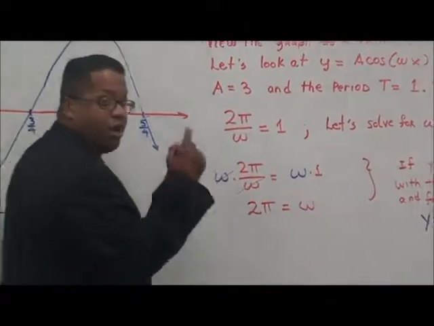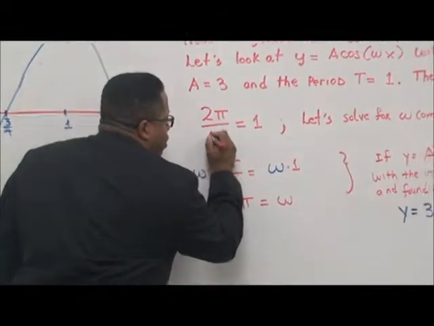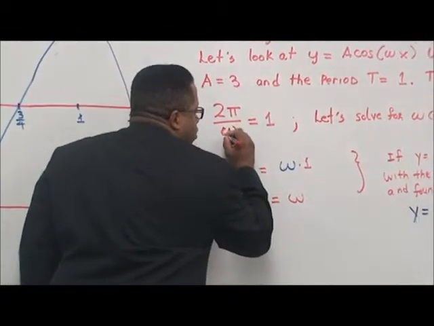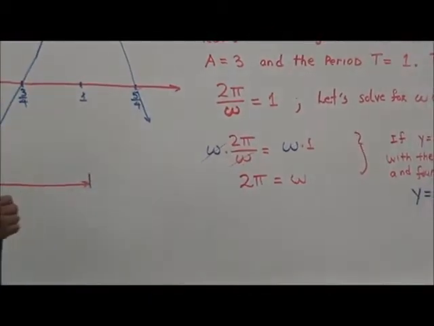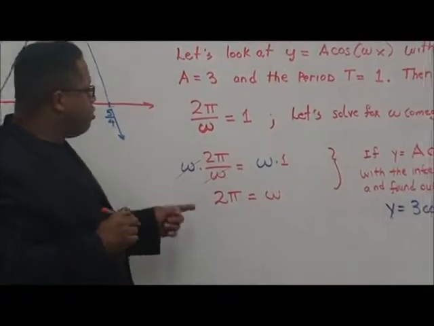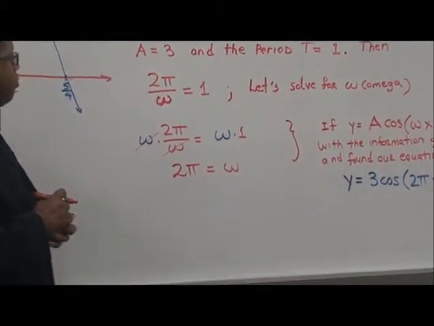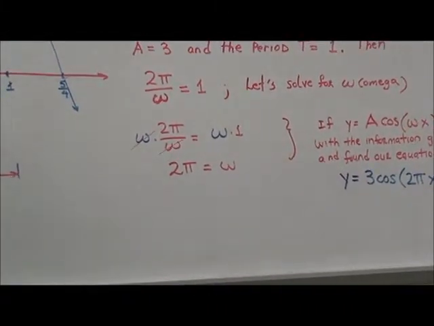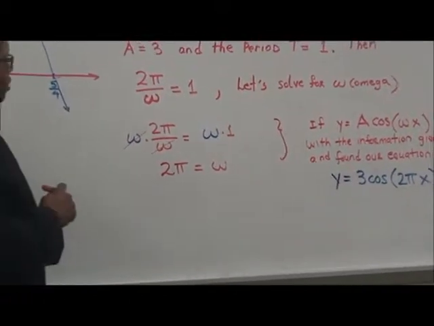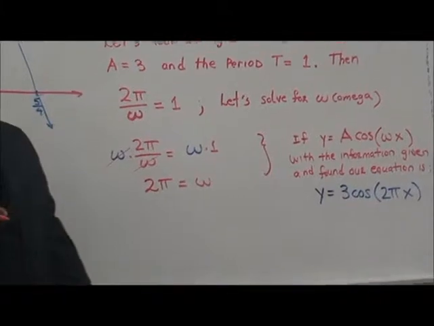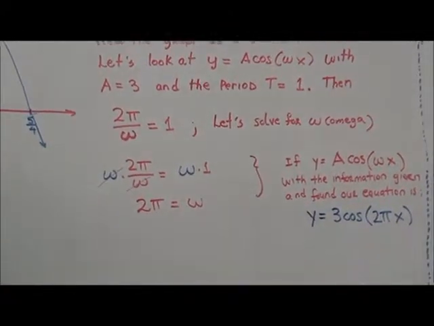Omega looks like a W, but it's a Greek letter, small lowercase omega, right? So what do we have to do? We have to multiply omega to both sides. And when we do that, this is the expression that we get. 2 pi is equal to omega.